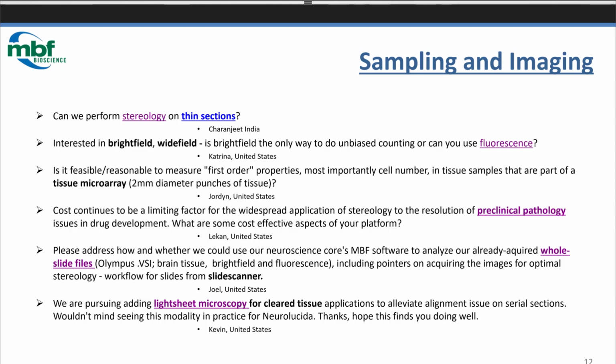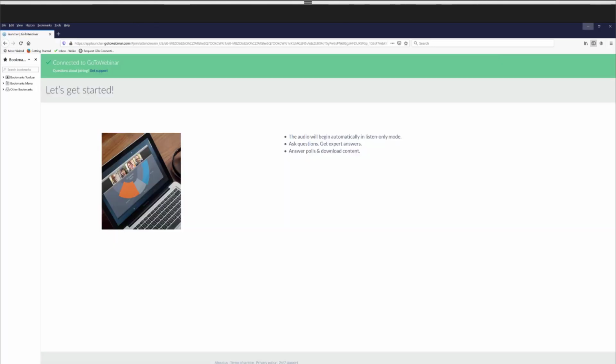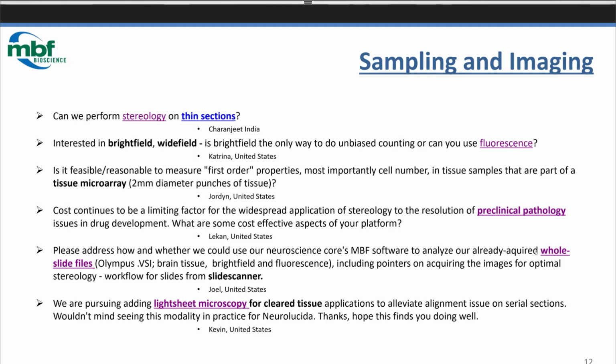These whole slides can be very large, these large montages. We have a product called BioLucida, which is great at storing these large image files. And then we have a version of Stereo Investigator that is not connected to hardware called Whole Slide Edition. And you can serve the large big data images directly to the Whole Slide Edition. So we do have a solution and a workflow for using whole slide files, getting them into our Whole Slide Edition, and then you could do something like estimating volume.